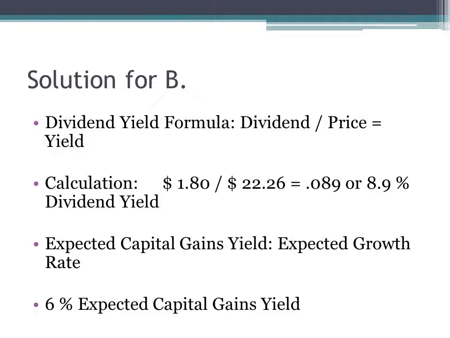The dividend yield formula is dividend divided by price. The calculations are done below. $1.80 as a dividend divided by the price of $22.26 gives us an 8.9% dividend yield. The expected capital gains yield formula is actually the same as the expected growth rate, so that will be 6%.